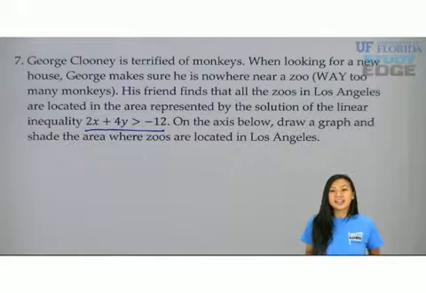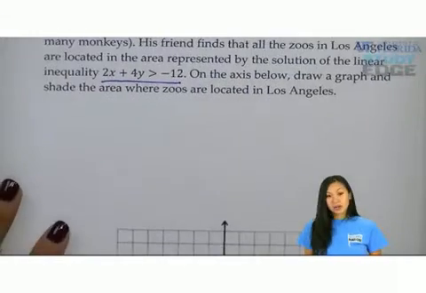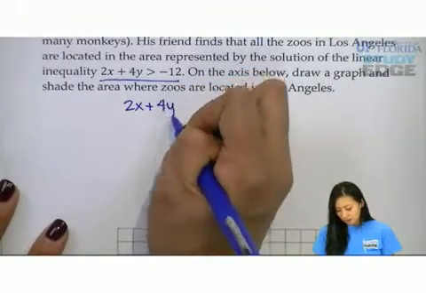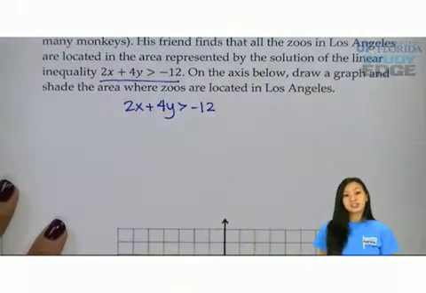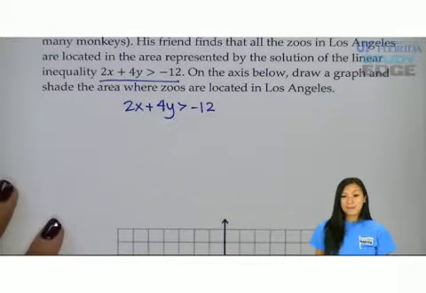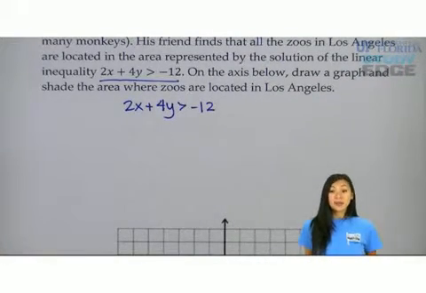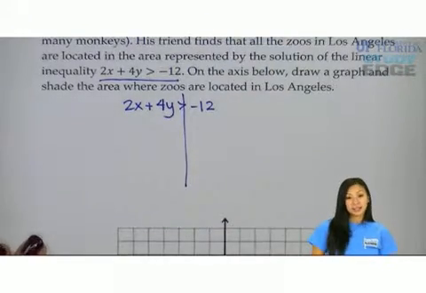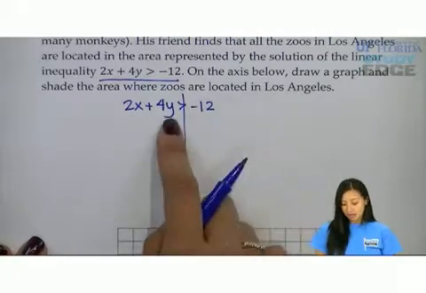So shade the area where all the monkeys are, right? Help George out. Let's do that. So in order to graph 2x plus 4y is greater than negative 12, I have to get y by itself because I have to find the slope and the y-intercept. I have to find the slope and the y-intercept to graph, right? So in order to do that, let's isolate y. Let's solve for y. I want to get y by itself.